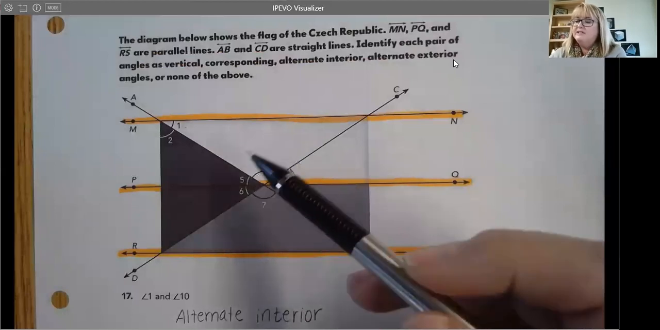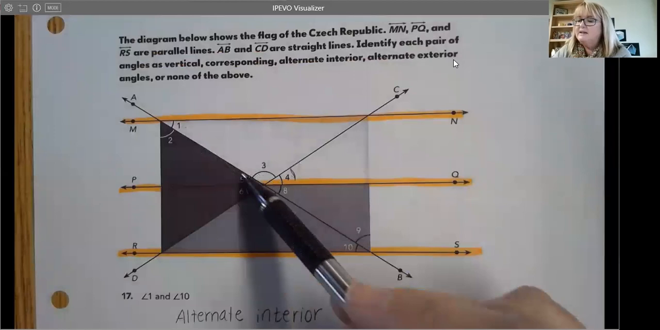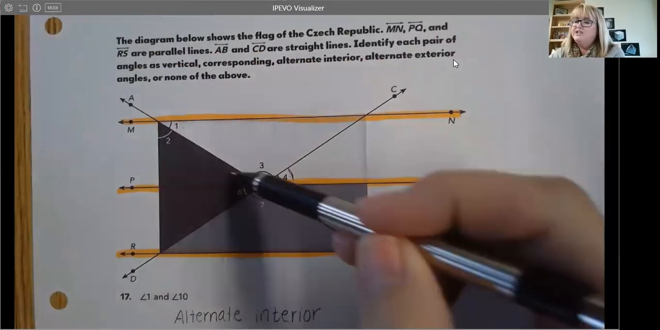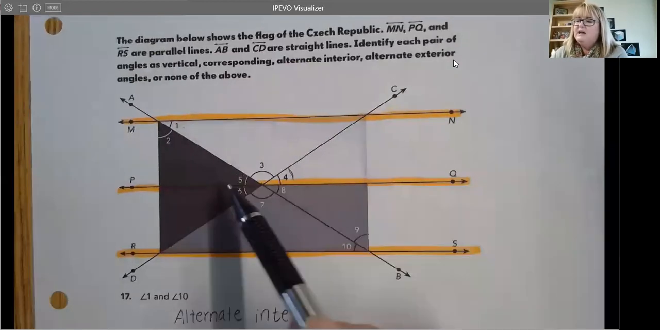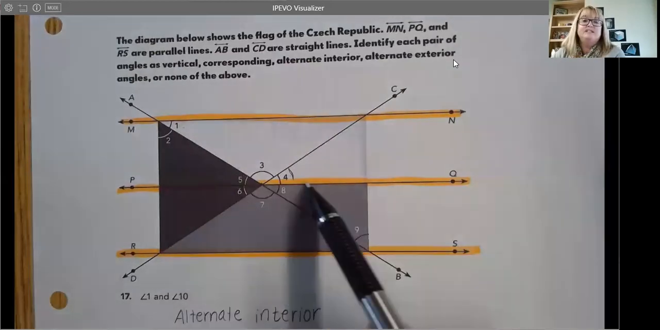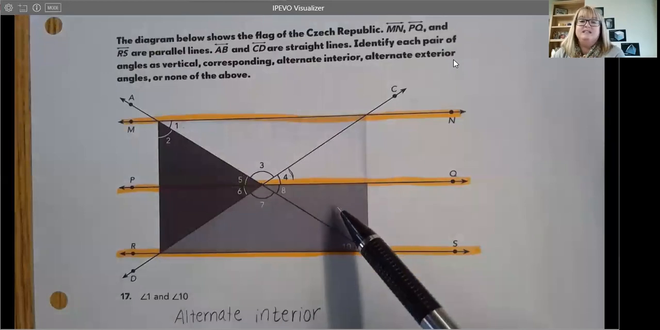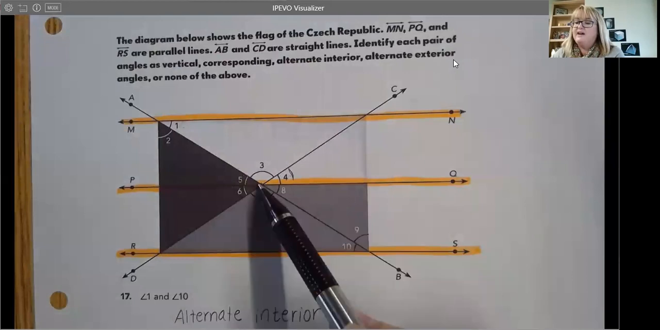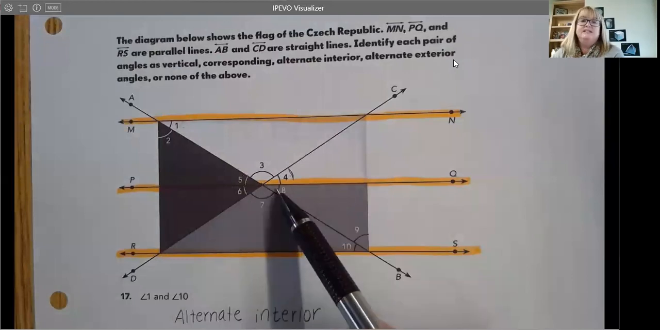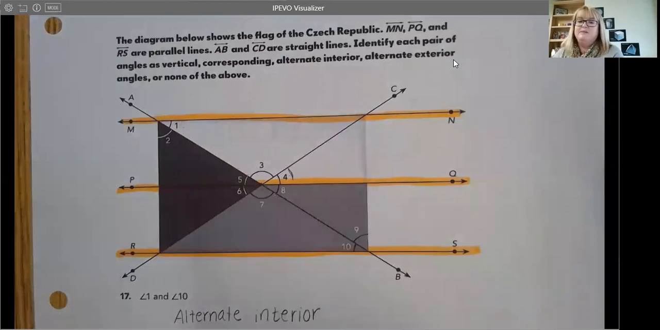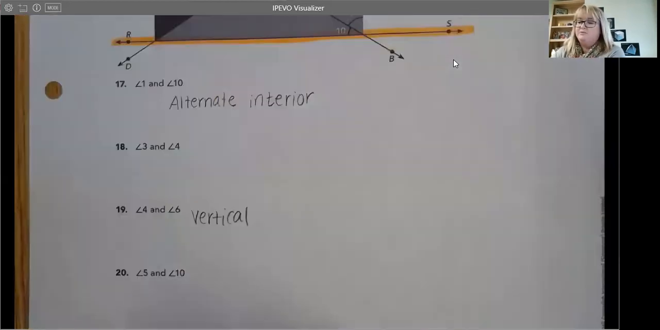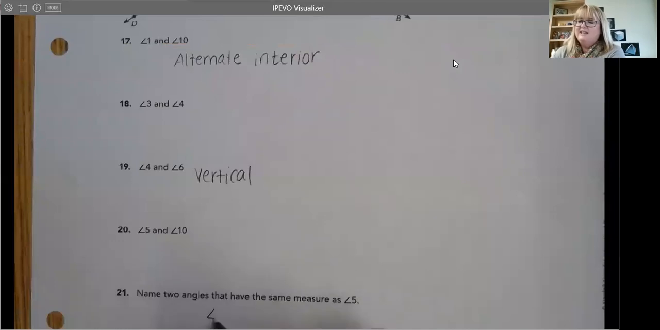Now, one thing I've noticed is the lines that make up angle 5, there's a vertical relationship in there. Do you see the angle that shares a vertex and is on opposite sides when 2 lines intersect? If this is 5, then 8 is one of the ones that have the same measure. So I'm going to write that on number 21, number 8, and we need to find one more.